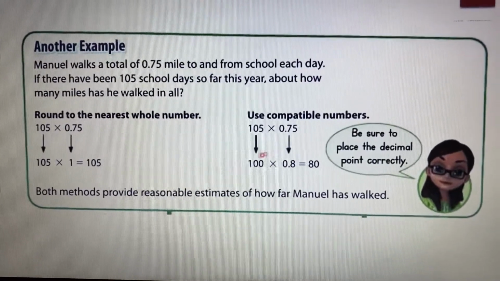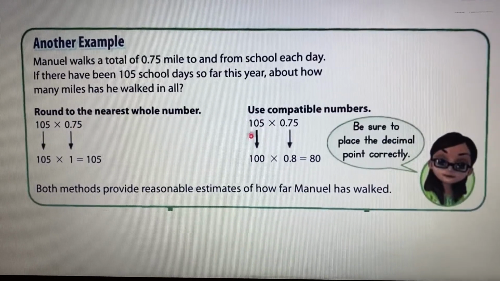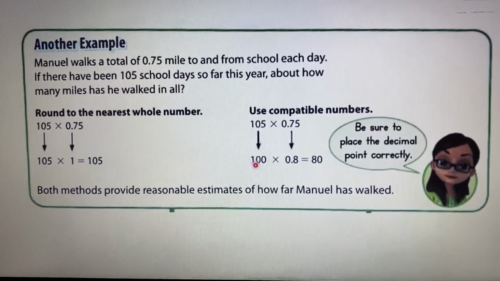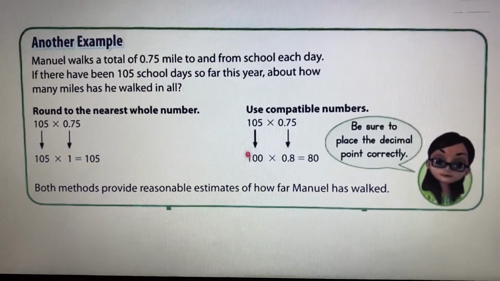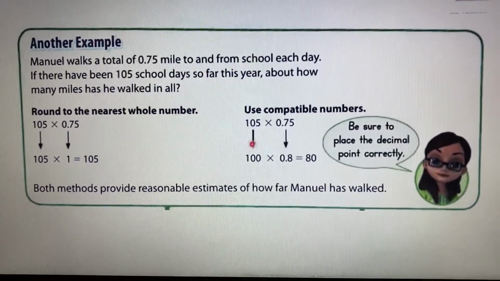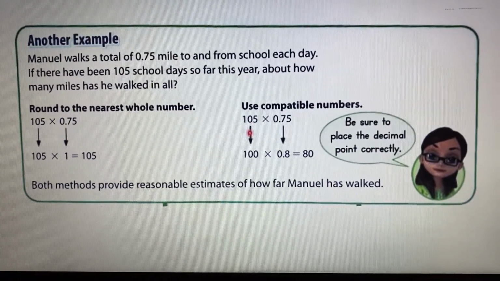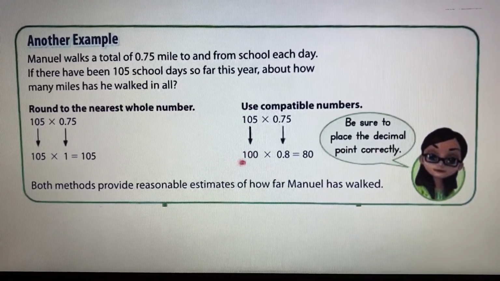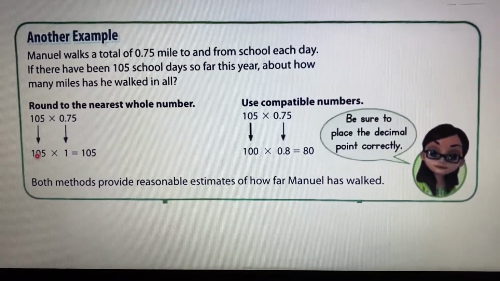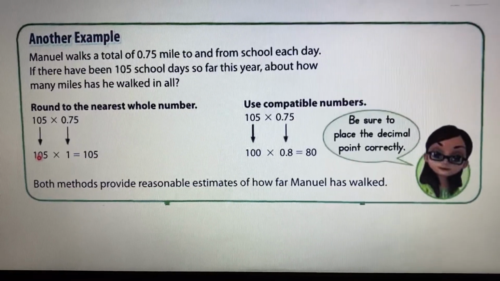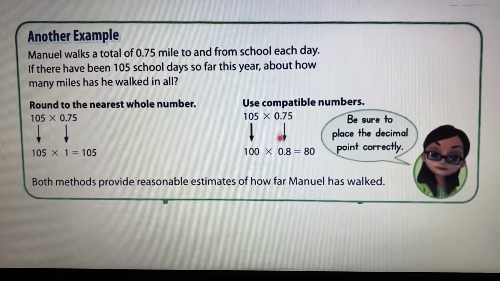But if I used compatible numbers, as we said, any number we choose for the compatible numbers will be correct. We may have more than one correct answer. But here they said that I'm going to choose a compatible number of 105 equals 100. Here also we can choose 100, if I'm rounding to the nearest 100. So both are correct. But the difference is here in the decimal.